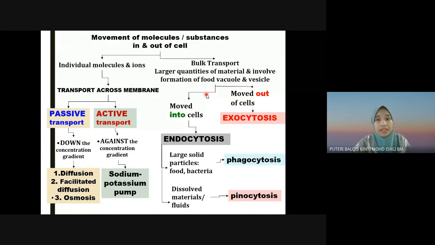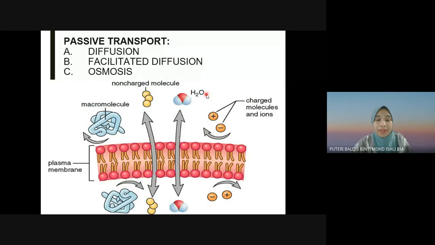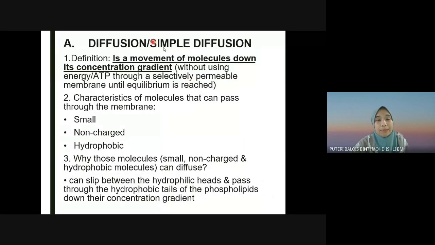Okay, alright. So passive transport, we have three types: diffusion, facilitated diffusion, and osmosis. So we're going to take a look at simple diffusion first. So what is simple diffusion? It is a movement of molecules down its concentration gradient without using energy through a selectively permeable membrane until equilibrium is reached.